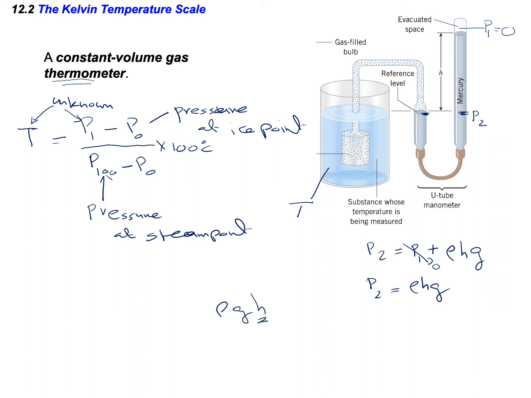So basically the height of the mercury column when the pressure is at ice point, the height when it's measuring the unknown substance, and the height when you measure something at a steam point, and this is the same pressure as when you measure something at ice point. So basically the height difference multiplied by 100 Celsius, you can get a temperature in Celsius. And once you get a Celsius temperature, you can add 273.15 to make it Kelvin, or you can use the Celsius to Fahrenheit conversion to convert Celsius to Fahrenheit.